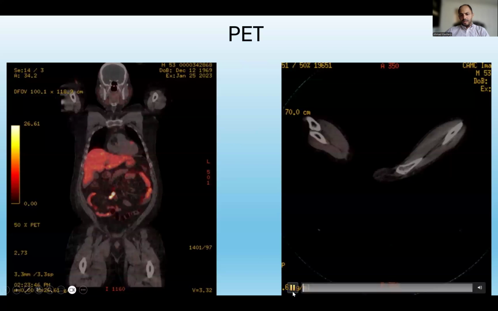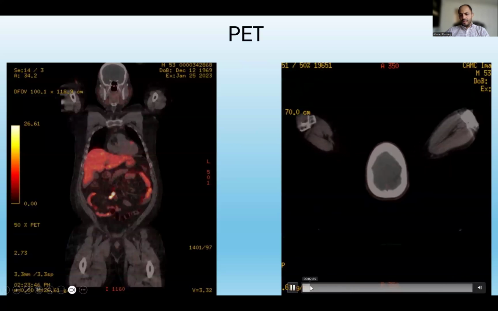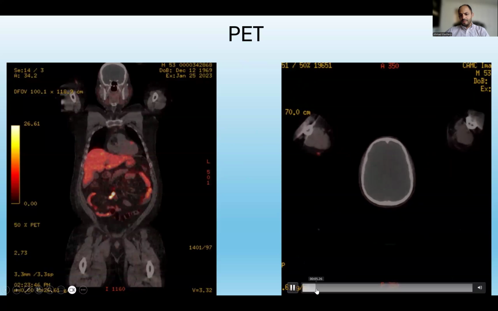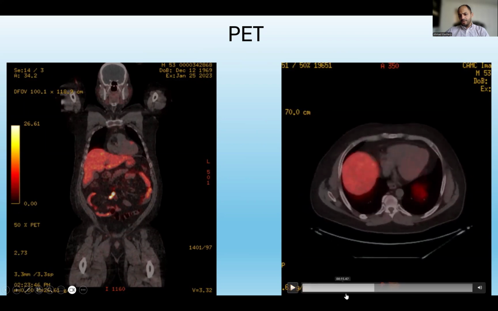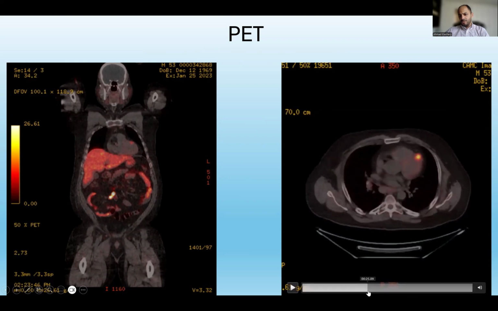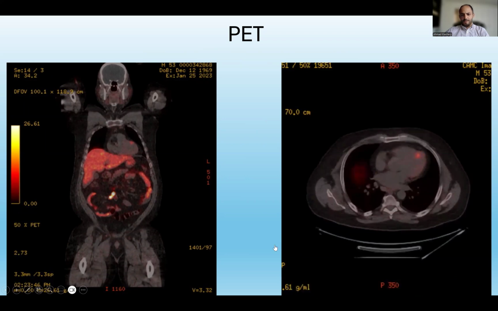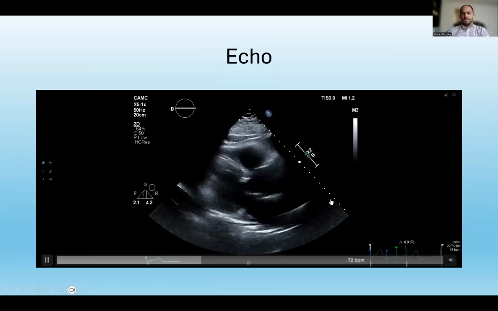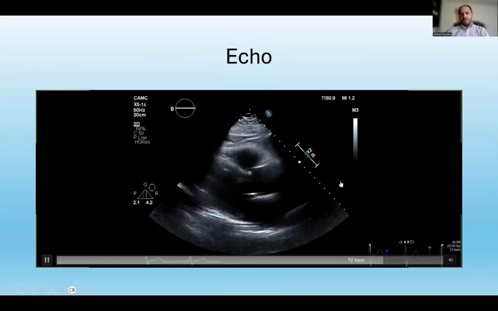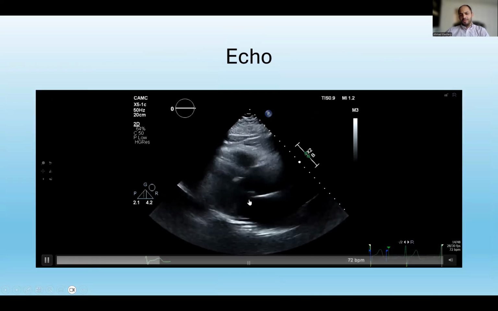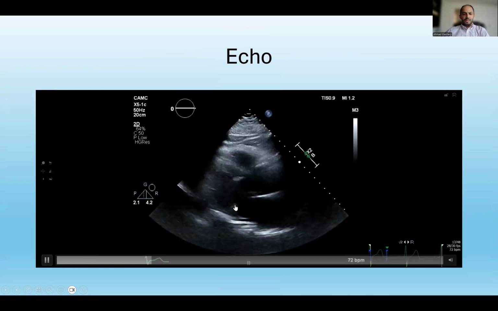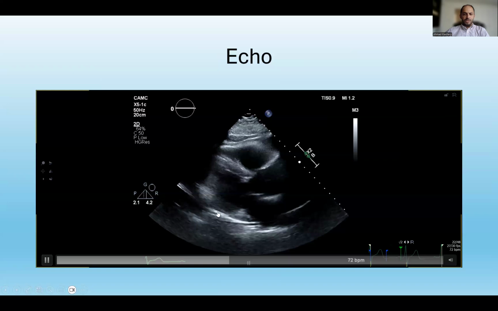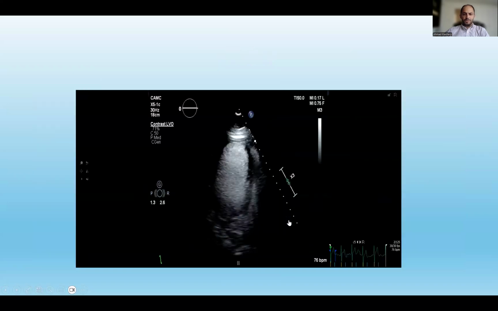This is the axial stack starting from the head. I'm going to speed it up a little bit here, and as you can see, it's a very hot area in the myocardium, again in the anterior wall, very close to the septum. So this is the echo, parasternal long axis view, normal function, maybe a little bit of calcifications at the base of the mitral anterior leaflet slash aortic annulus, but nothing major.